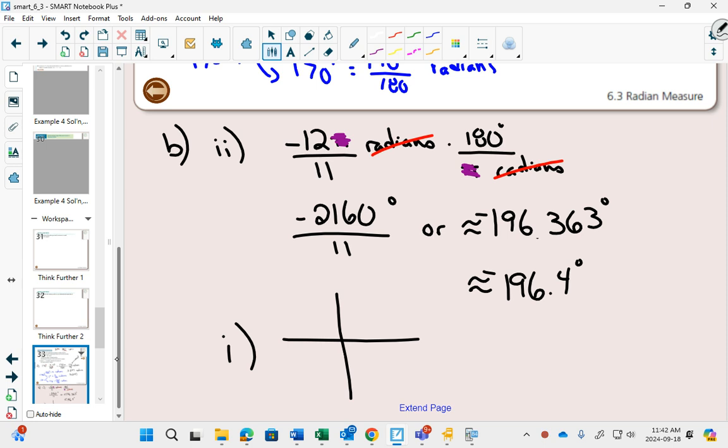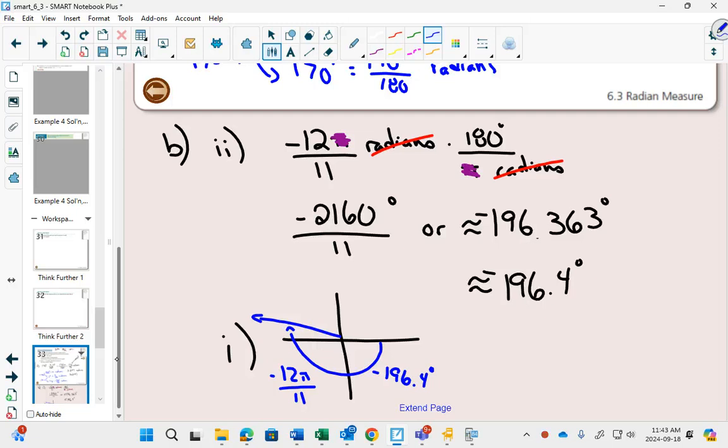Well, angles in standard position start on the positive x-axis. If I ask you to draw negative 196 degrees, I think you'd have no problem estimating where that would be. So this is also the estimate for negative 12 pi over 11.